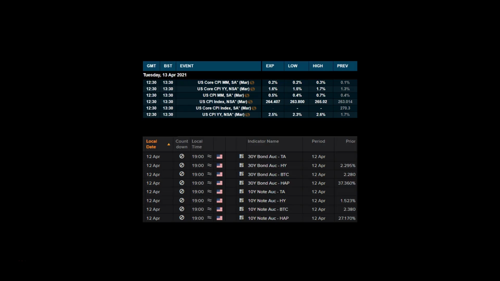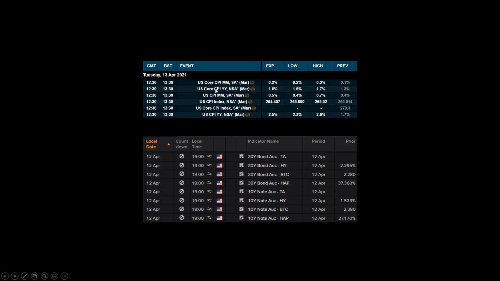So what exactly are the markets expecting from this week's CPI print? Well, if we take a look at the expectations, we can see headline CPI year over year is expected at 2.5% from a prior of 1.7, with a minimum and a maximum of 2.3 and 2.6.